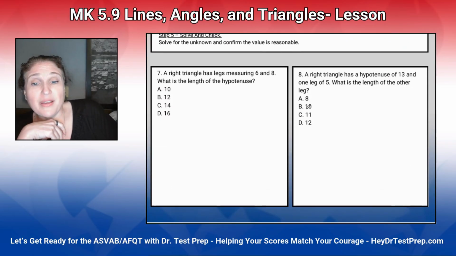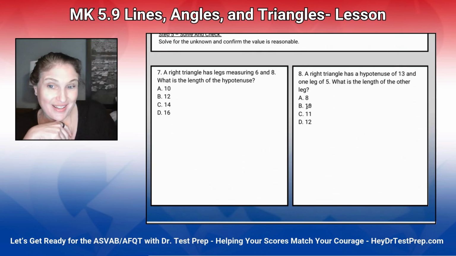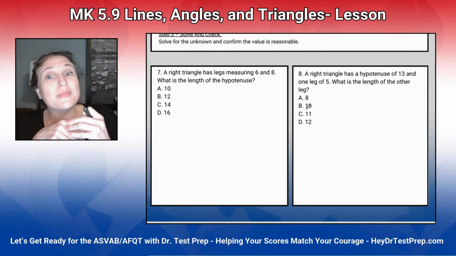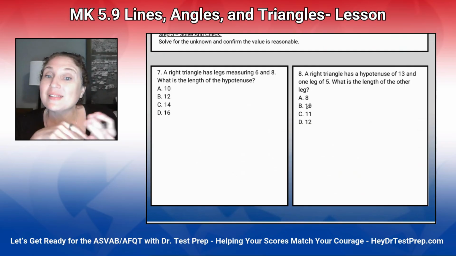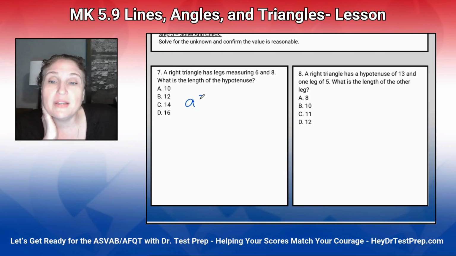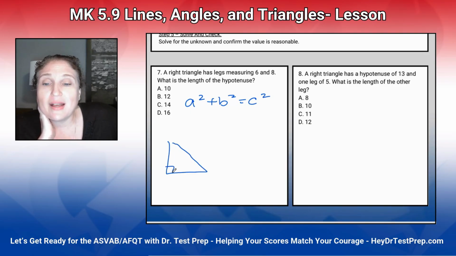All right, now we're going to do the Pythagorean theorem. I already showed you this in the other video. We use the Pythagorean theorem when we have two sides and we need a third side of a right triangle. So the formula is a squared plus b squared equals c squared, where the longest side, which is opposite the right angle, is always what we put for our c.